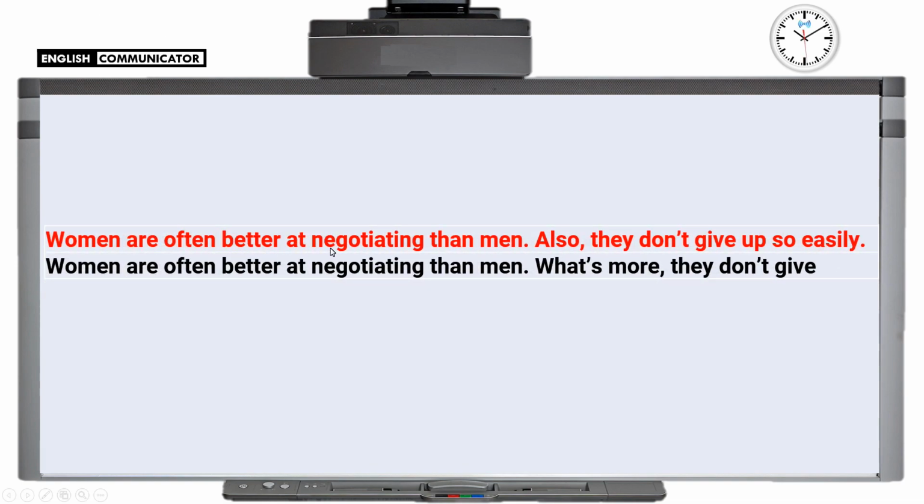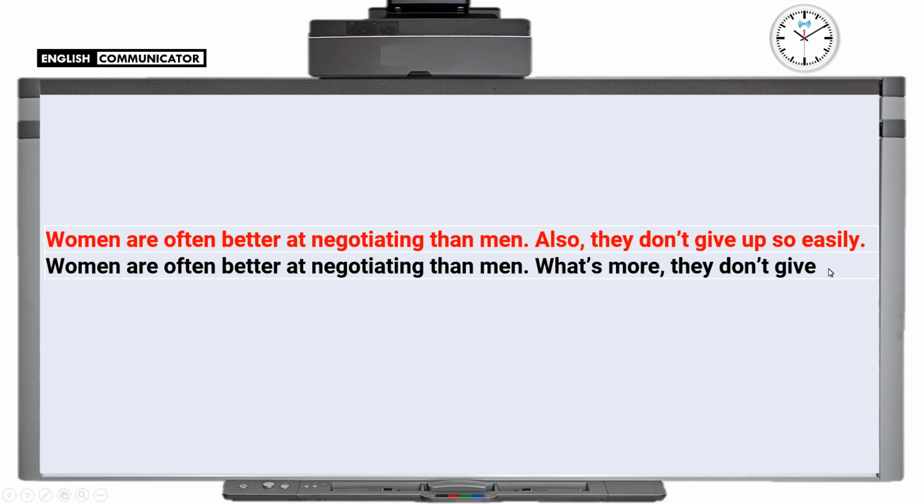Women are often better at negotiation than men. Also, they do not give up so easily. Oh, really? You're very intelligent and you got the mistake, okay? So there is a mistake in "women are often better at negotiation than men. What's more, they don't give up easily."